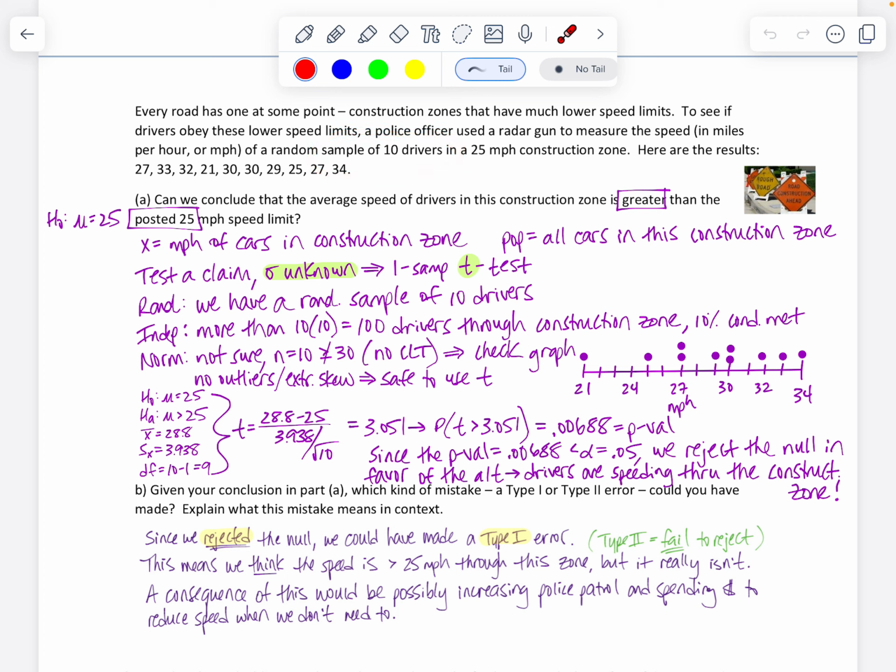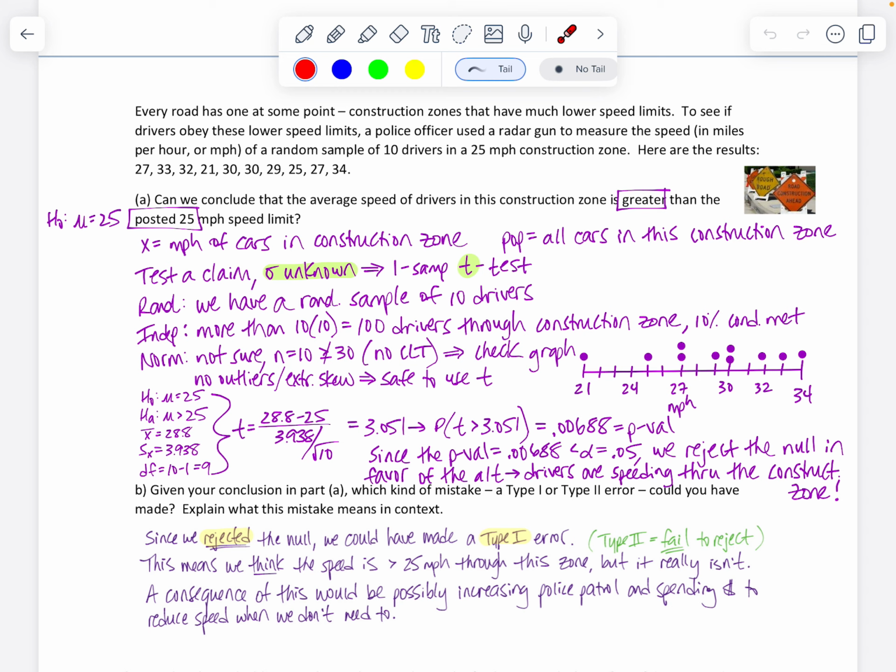And we are testing a claim here, not doing an estimate. That's what you do an interval with, when you're asked to estimate something. Here we are testing this claim. And once again, the sigma is unknown, and that's why we're doing a t-test. I'm going to go ahead and check my conditions real quick.